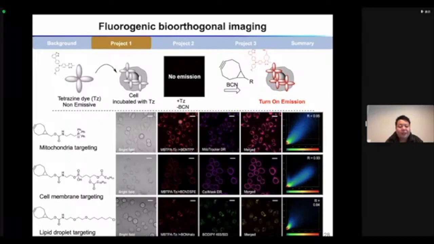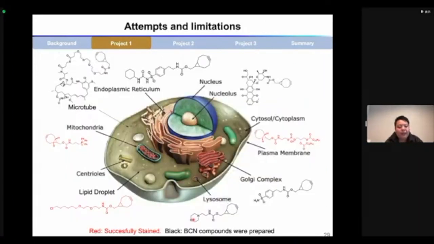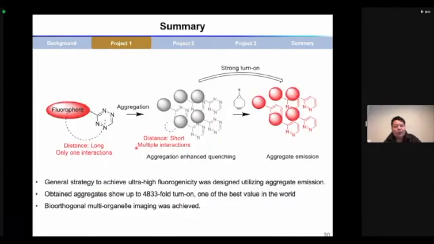And what's unique about this system is that by controlling the triple bond localization, by changing the tail group of the triple bond group, you can target different areas in the cell, such as the mitochondria and cell membrane. You can see it's a very regular membrane and the lipid droplet. So far, I have successfully imaged the mitochondria, lipid droplet and plasma membrane, and other organelles are under trial now.